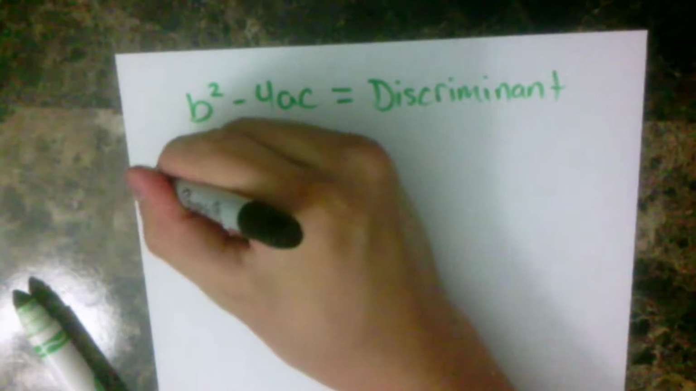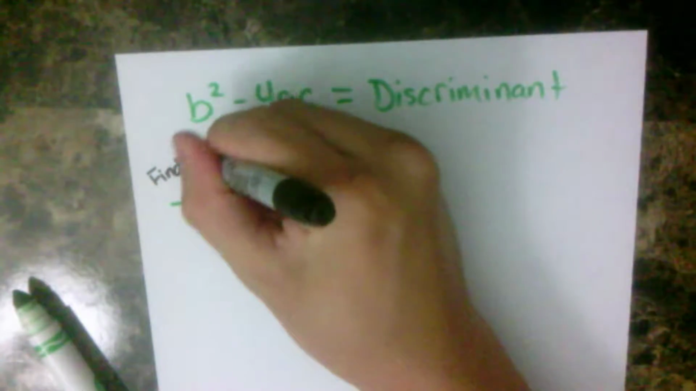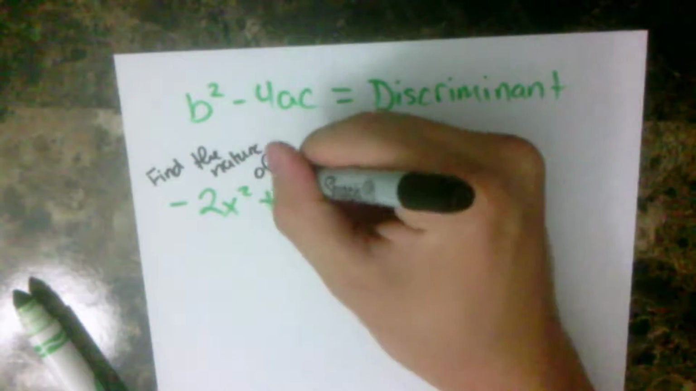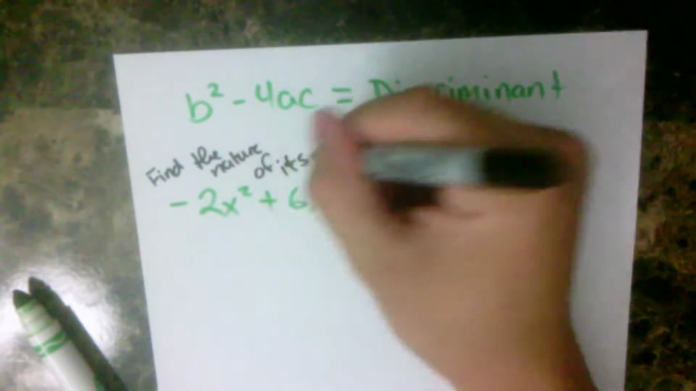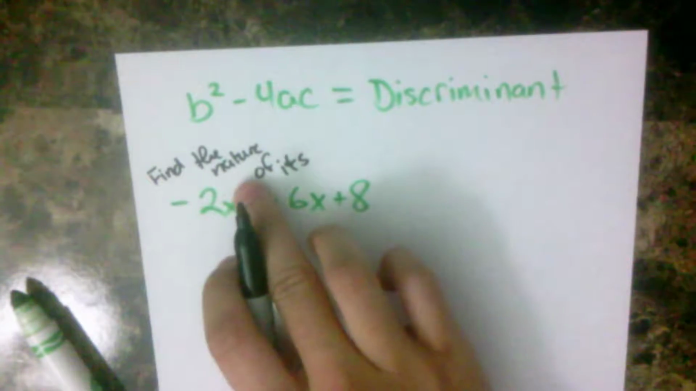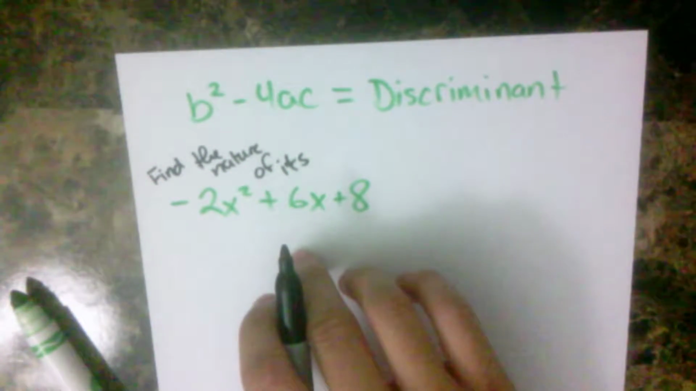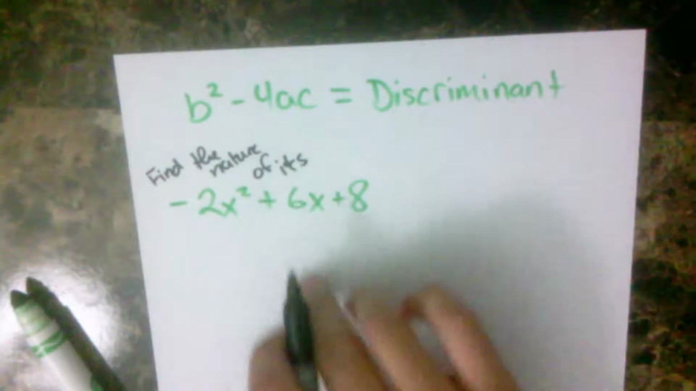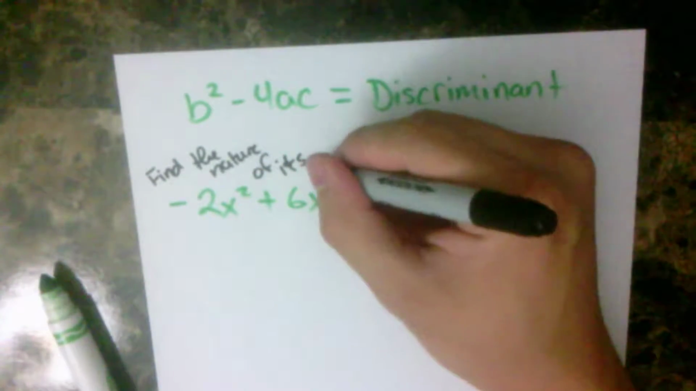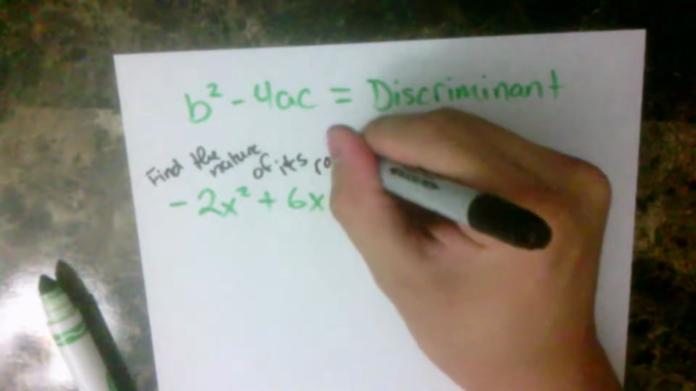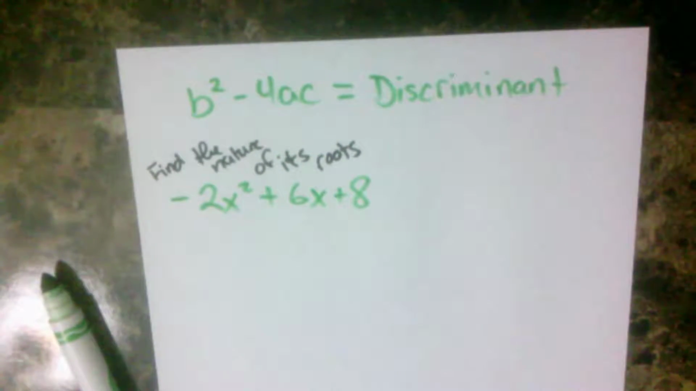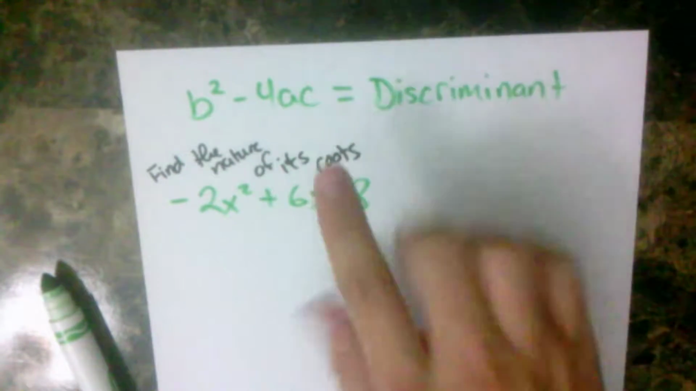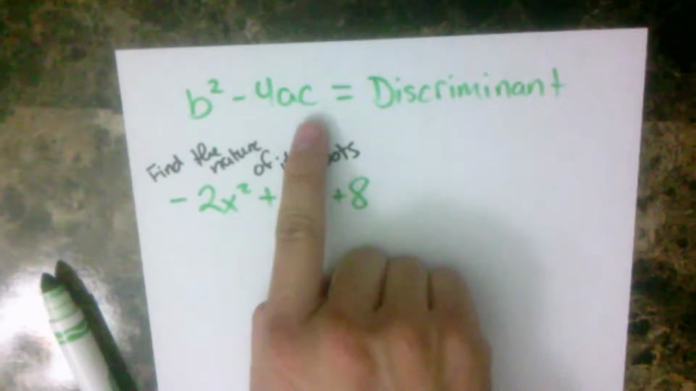So I'm going to ask you to find the nature of its solutions. And what it'll be worded on the test is, please find the nature of the following equations, or the nature of the roots of the following equations, and the nature of the solutions of the following equations. Find the nature of its roots. Okay, and what it's asking you to do is first find the discriminant. So first, let's find the discriminant, b squared minus 4ac.